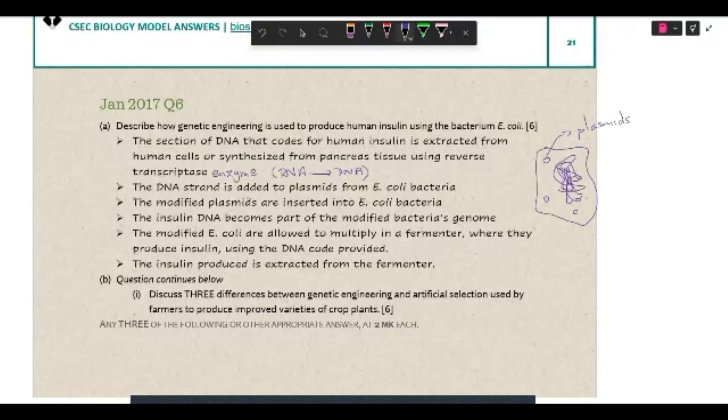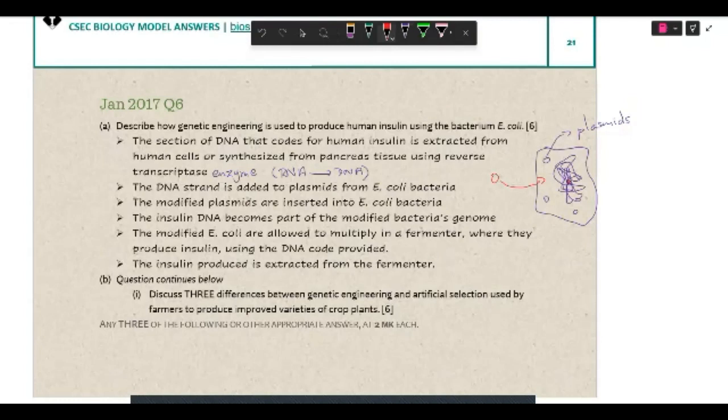So what I can do is take a set of E. coli, extract these plasmids from the E. coli bacteria, and then via various processes, I'm going to add this DNA strand to the plasmids. And these modified plasmids are now going to be inserted into other E. coli bacteria. So now you're adding modified plasmids into the bacteria.